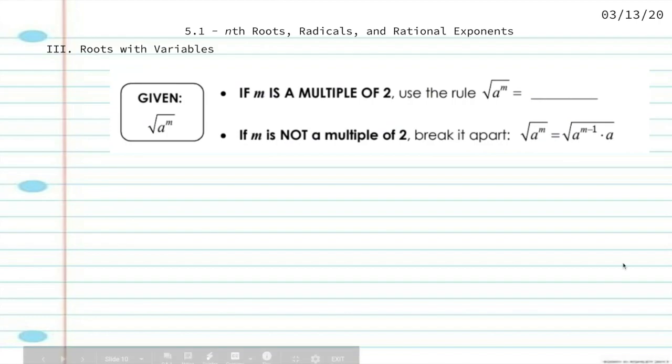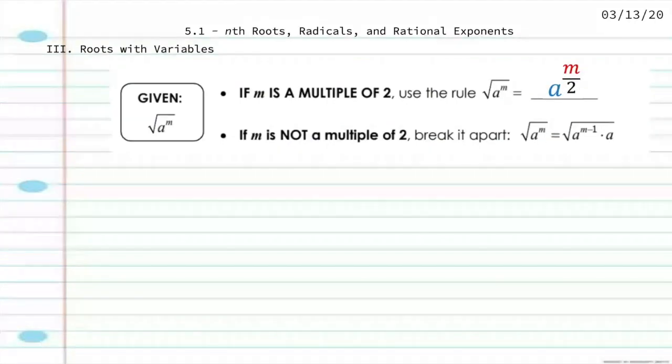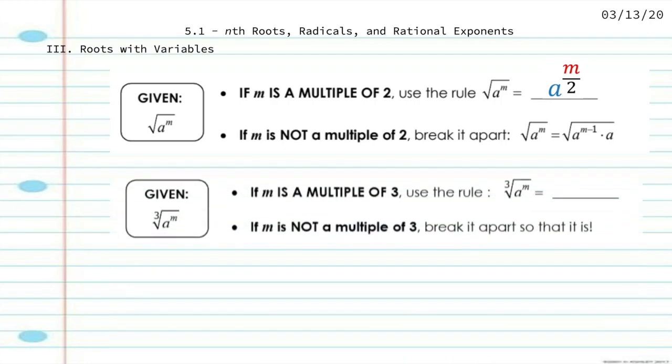So your index is 2. If m is a multiple of 2, use the rule as shown up there. So you divide m by 2. If m is not a multiple of 2, break it apart. So you subtract 1 from m and multiply it by your radicand. You will see more examples of this as we proceed through the slide.